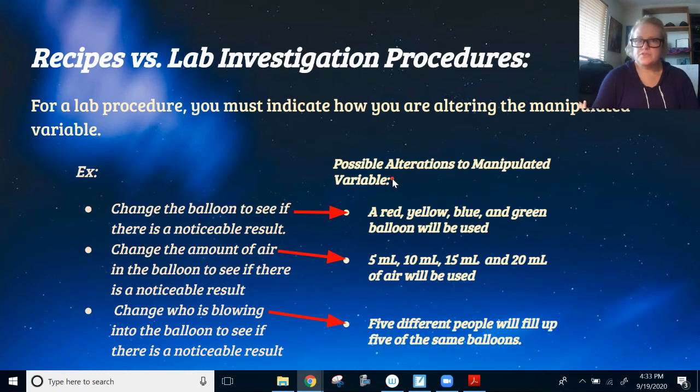So if I was changing the balloon to see if there was a noticeable result, one thing I could say in my procedure is a red, yellow, and green balloon will be used. If I was changing the amount of air in the balloon, I would state 5 milliliters, 10 milliliters, 15 milliliters, and 20 milliliters of air will be used. And if I was changing who was blowing into the balloon, I would say 5 different people will fill up 5 of the same balloons. So those are statements that I would put into that lab procedure to indicate how my manipulated variable is being altered.